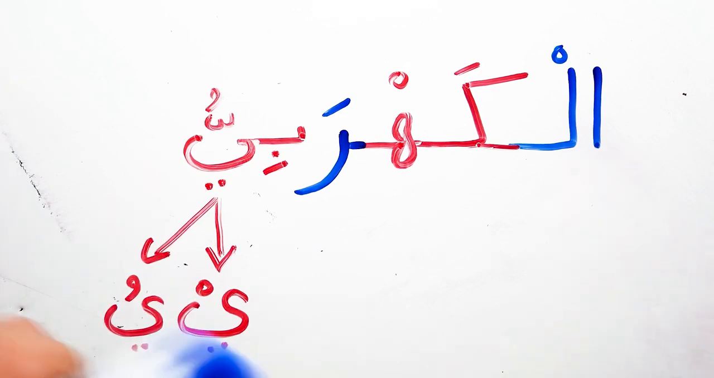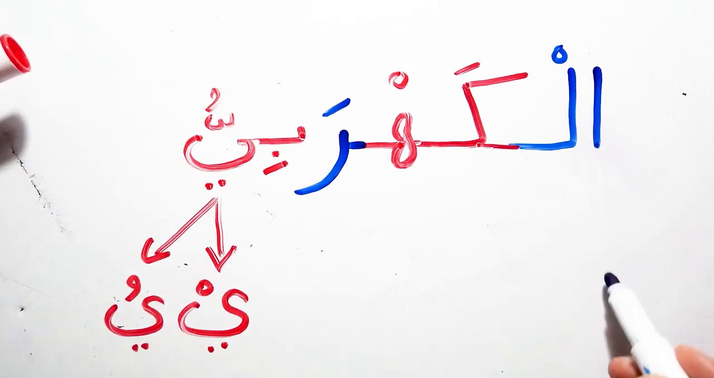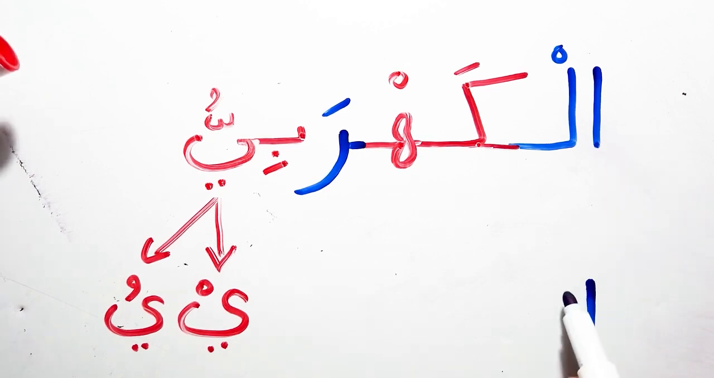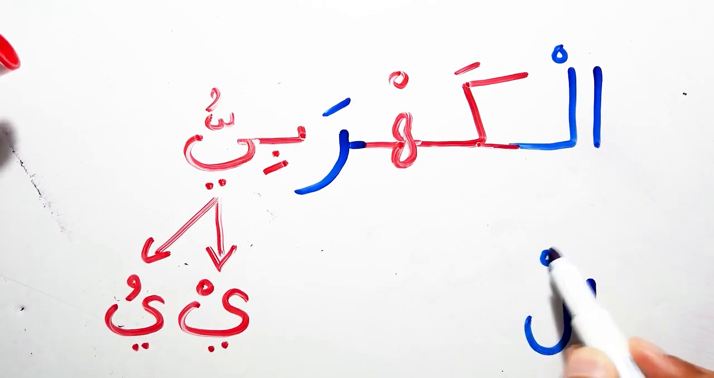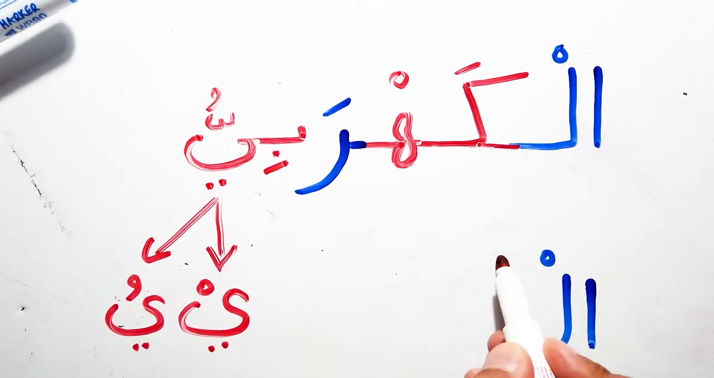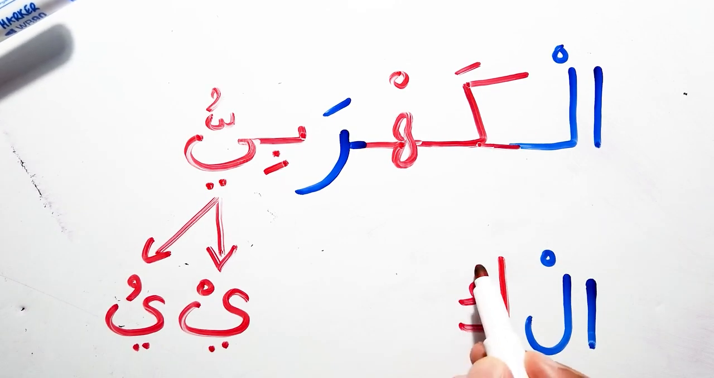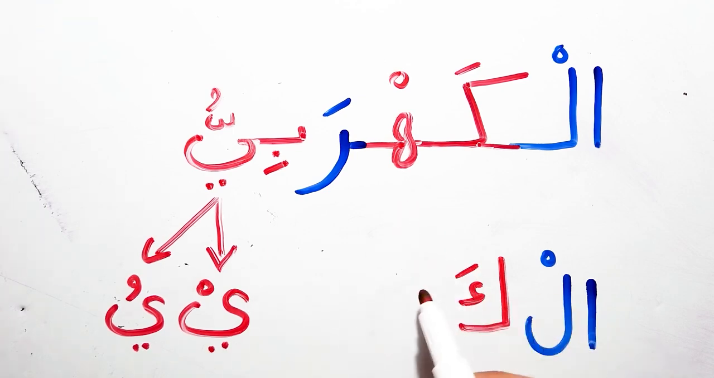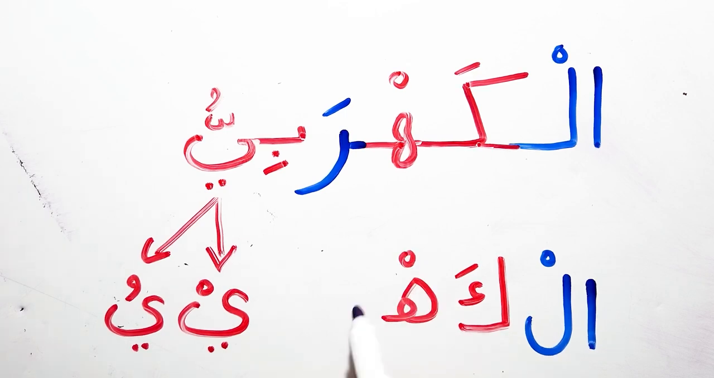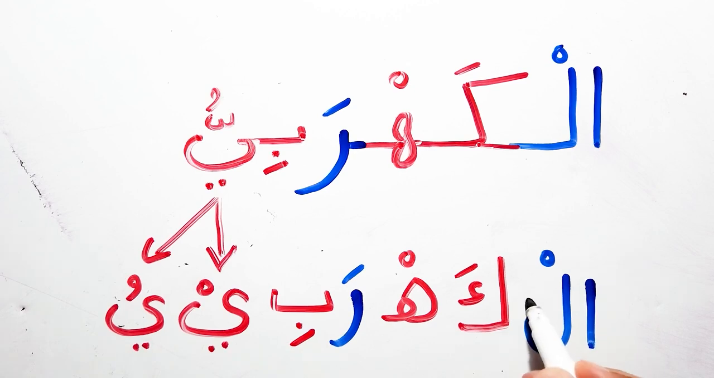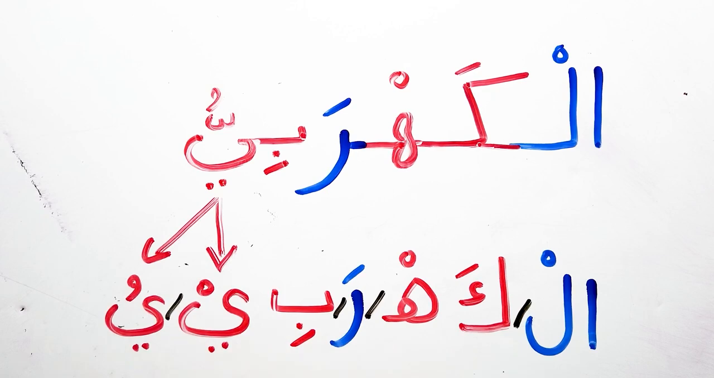So the first letter here is alif, and then lam, and then we have kaf. Ka. Al-ka. Al-kah. Ha, out of the word with sukun. And then we have ra, and then we have B. Let's cut: L, Kah, Ra, Bay, You. L, Kah, Ra, Bay, You.